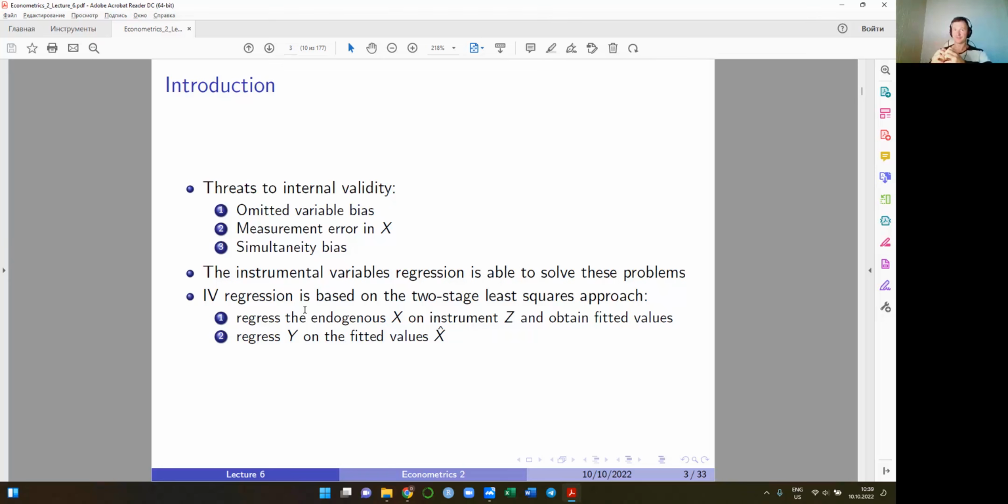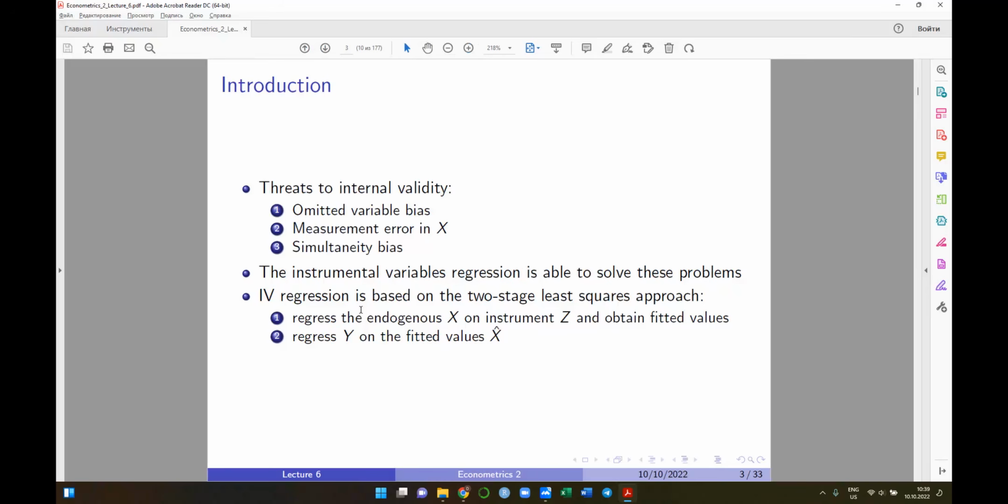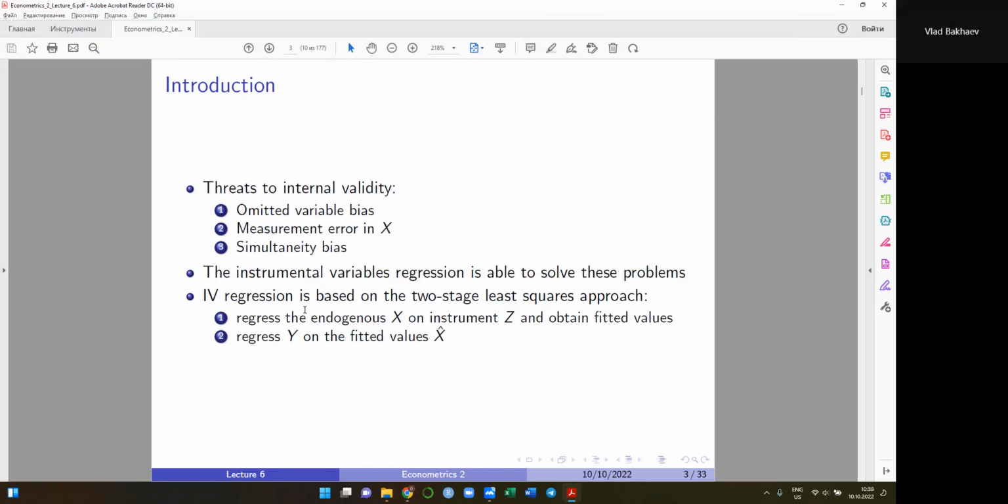Guess what? What might be the instrument, the variable which is correlated with years of study and is not correlated with income of a person after the person got this education? Age? No, it's not age, but it's close.